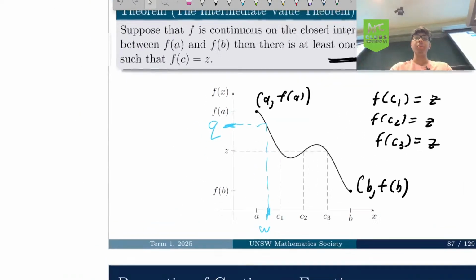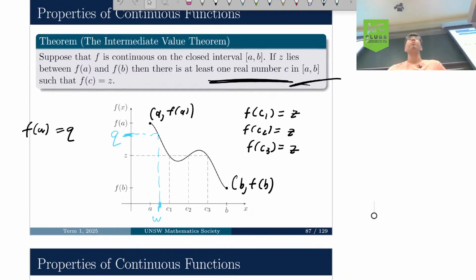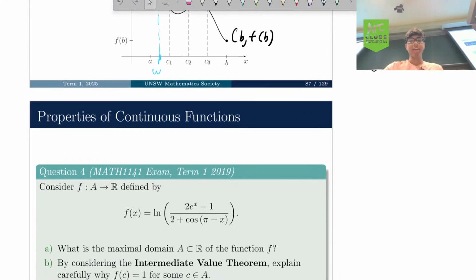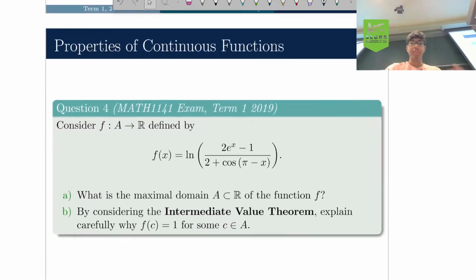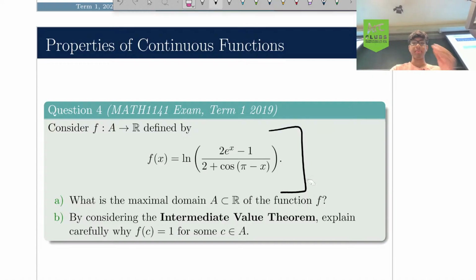In this case, only one point exists, and that's f of w equals q. Is everyone with me so far? That theorem makes sense? Cool. And again, we're going to see a place where we can apply this. So, what is the maximal domain of A inside of R of this function here? I'm not going to read this out loud because there's a lot of stuff happening.